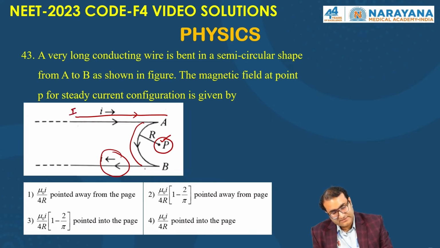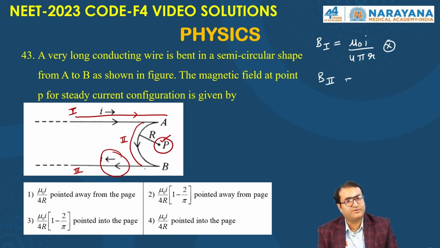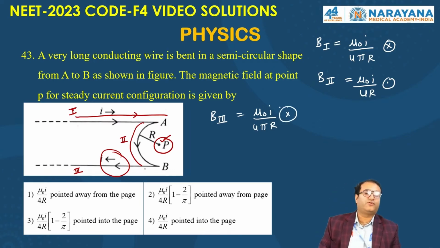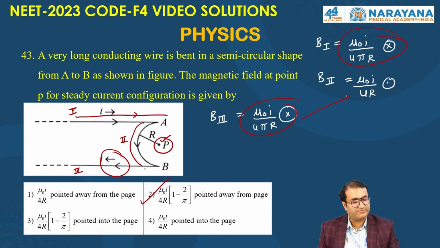So I'll break it into 3 parts: wire 1, wire 2, wire 3, and I am taking out of the plane magnetic field to be positive. Magnetic field due to wire 1 is mu naught I by 4 pi R inside the plane. Magnetic field due to wire 2 is mu naught I by 4R out of the plane. Magnetic field due to wire 3 is mu naught I by 4 pi R inside the plane. So if you sum up vectorially, we have to subtract this and this from this. I'll go with the second option as the answer here.